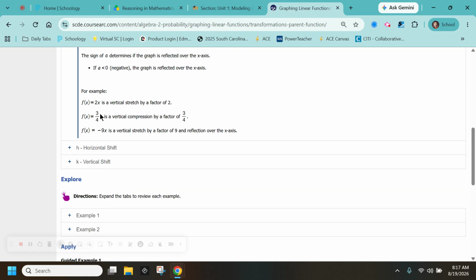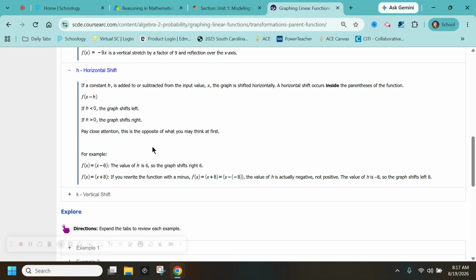So for example, we have f(x) = 2x, that is a vertical stretch by a factor of 2. 3/4 x is a vertical compression by a factor of 3/4. And then -9x is a vertical stretch by a factor of 9, but also a reflection over the x-axis. That negative just indicates that it is a reflection.